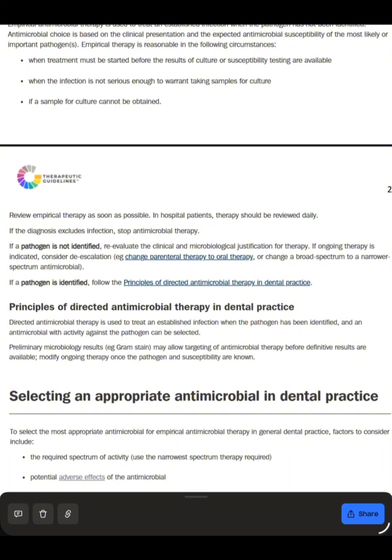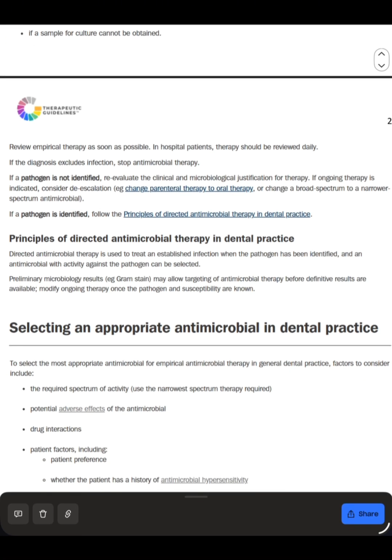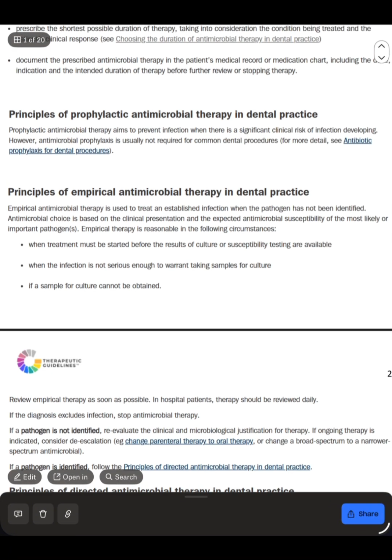Now, what are the principles of directed antimicrobial therapy in dental practice? Directed antimicrobial therapy is used to treat an established infection when the pathogen has been identified. So now you can see all three different kinds of therapies. First, we learned about prophylactic antimicrobial therapy when there is a significant clinical risk of infection developing. It's not developed, but there is a risk of infection.